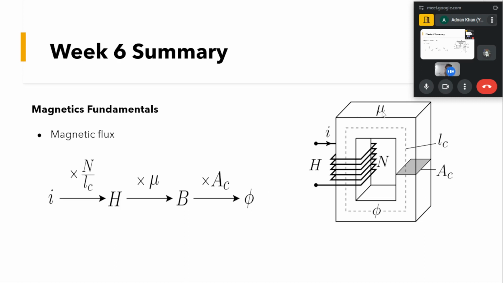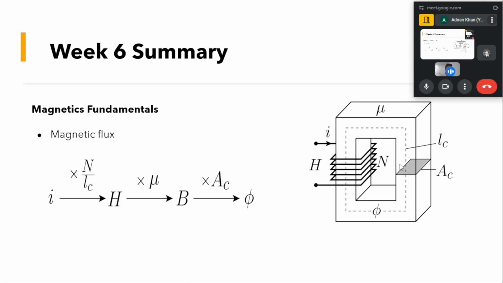So our main motive is that our whole flux should be confined within the core. In order for that, what we would want is a core with high permeability. So higher the permeability, lower will be the reluctance of the core, and this flux will find a very low reluctance path through the core, and it will flow through the core.